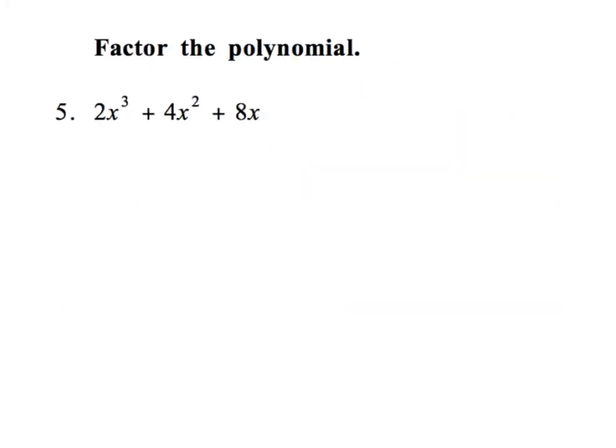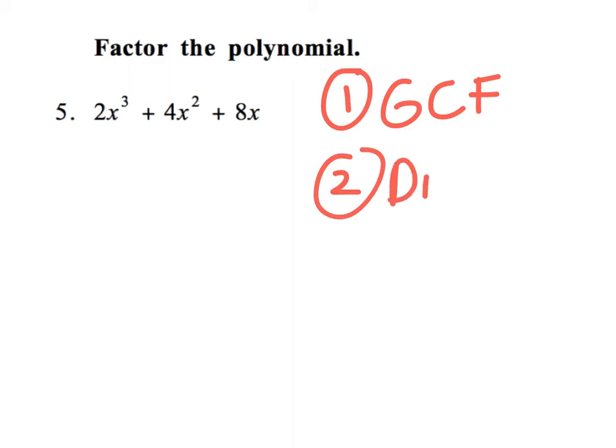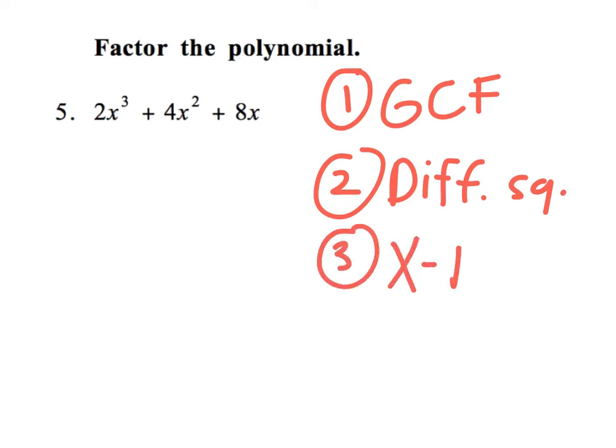And number 5, we have to factor our polynomial. We have 2x cubed plus 4x squared plus 8x. When I factor, I'm going to look for 3 things. First thing, I'm going to look for GCF. The second thing I'm going to look for is like our difference of squares or cubes. And the last one is hopefully, probably, we're going to end up using the x method.